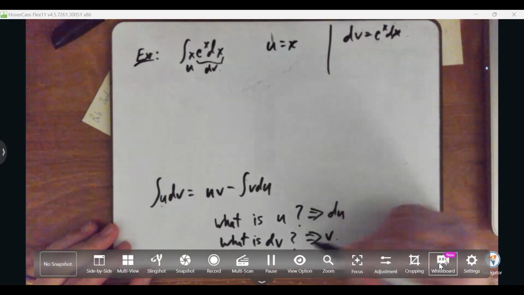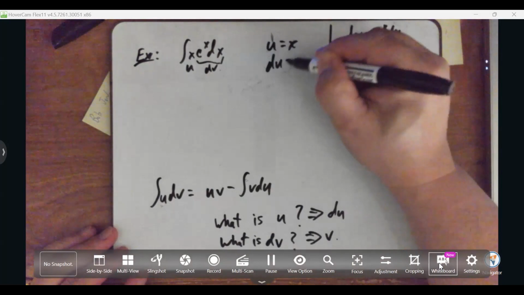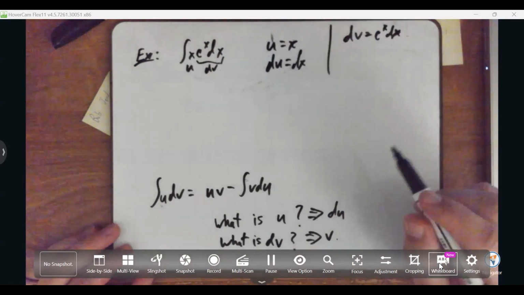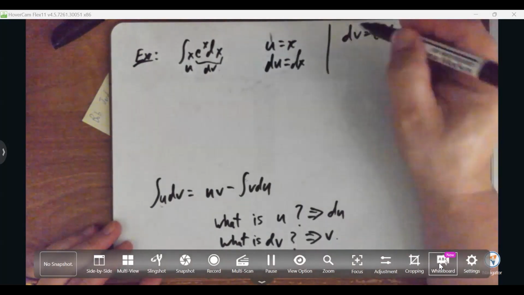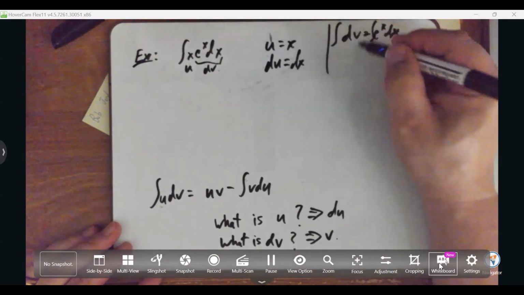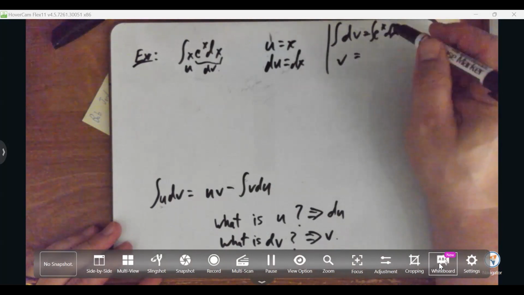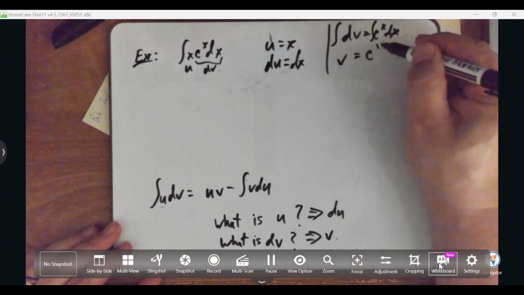Once you know what u and dv are, you can find the other things. So du equals dx. How do we find v? Well, we have to integrate, right? The integral of dv is just v, and the integral of e to the x dx is e to the x.